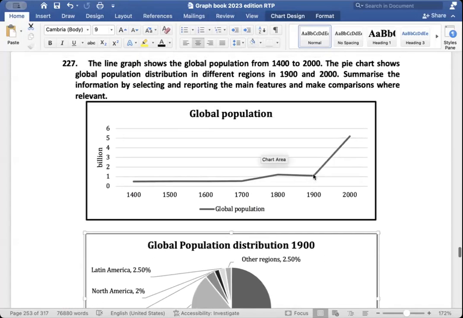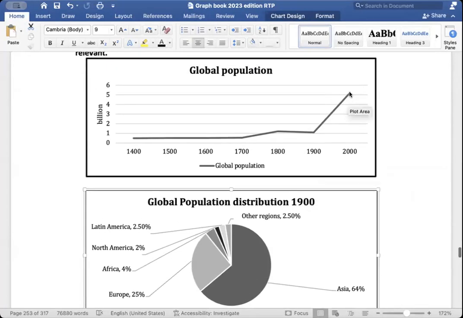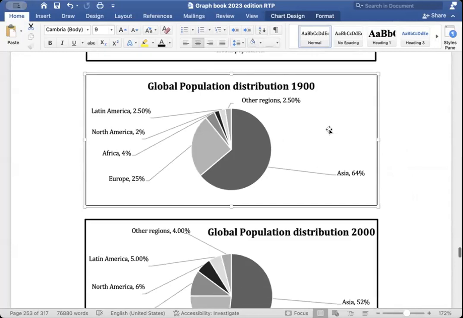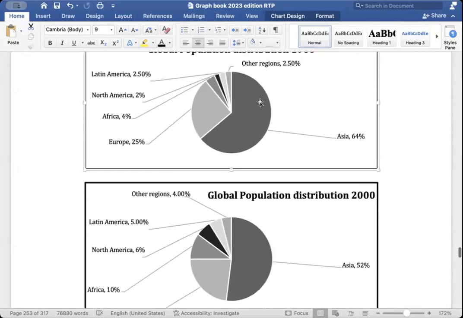Out of that 1 million, how much population was there is shown here. And here, the global population in the year 2000, just after 100 years, is 5 billion, and how that 5 billion was distributed is given in this graph. So here you can make a comparison of these two together and write.